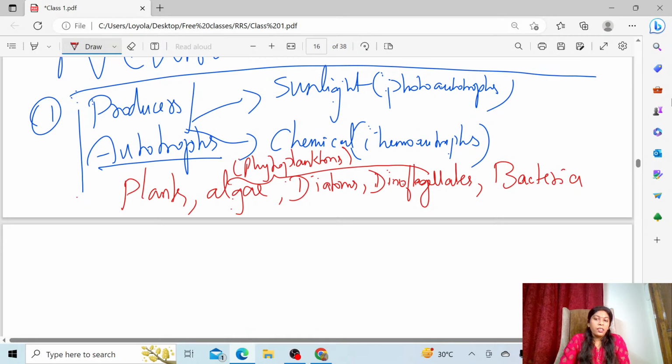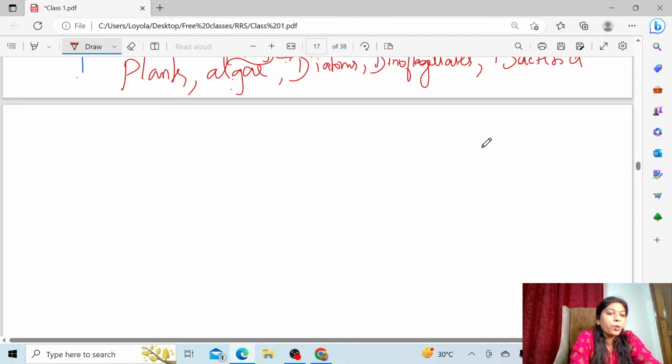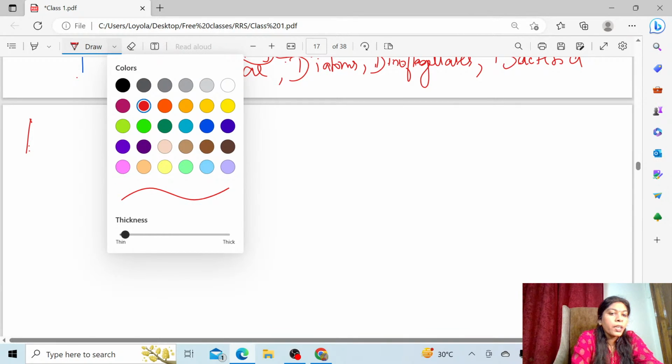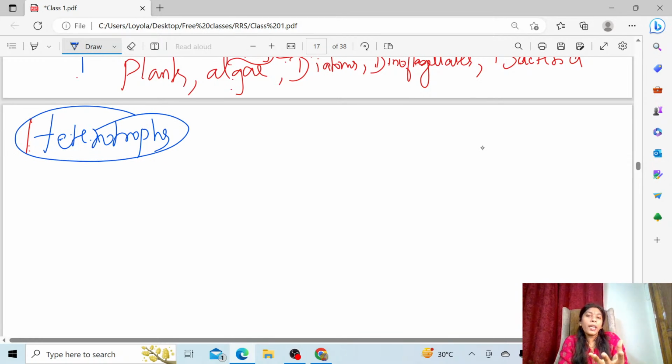Then comes the next topic, that is heterotrophs. Just as you saw autotrophs, in the same way there is another term called heterotrophs. Heterotrophs means those who cannot produce their own food, they cannot make their own food. What they will do is depend on other organisms for food. So we call them heterotrophs.